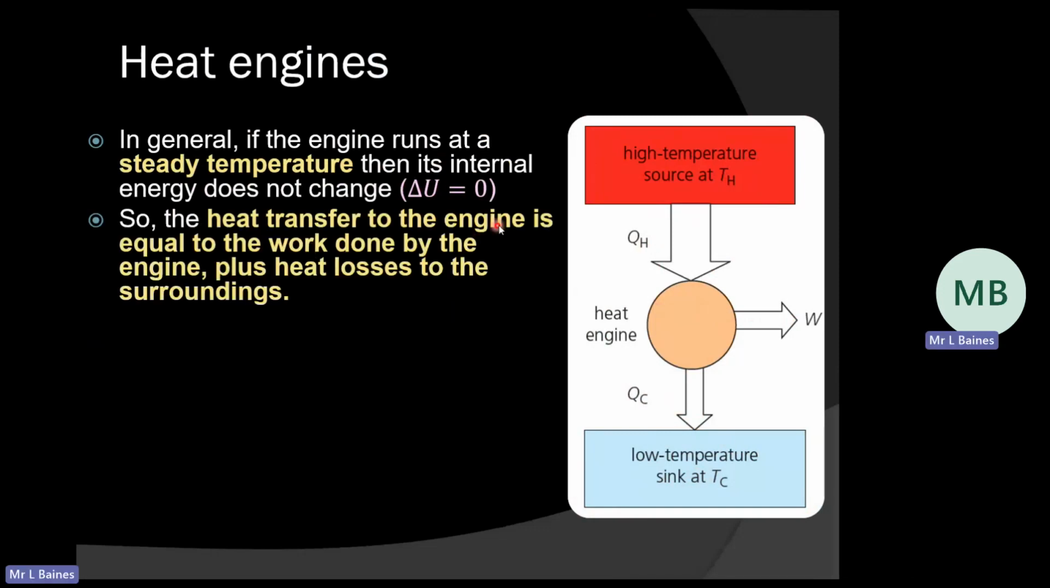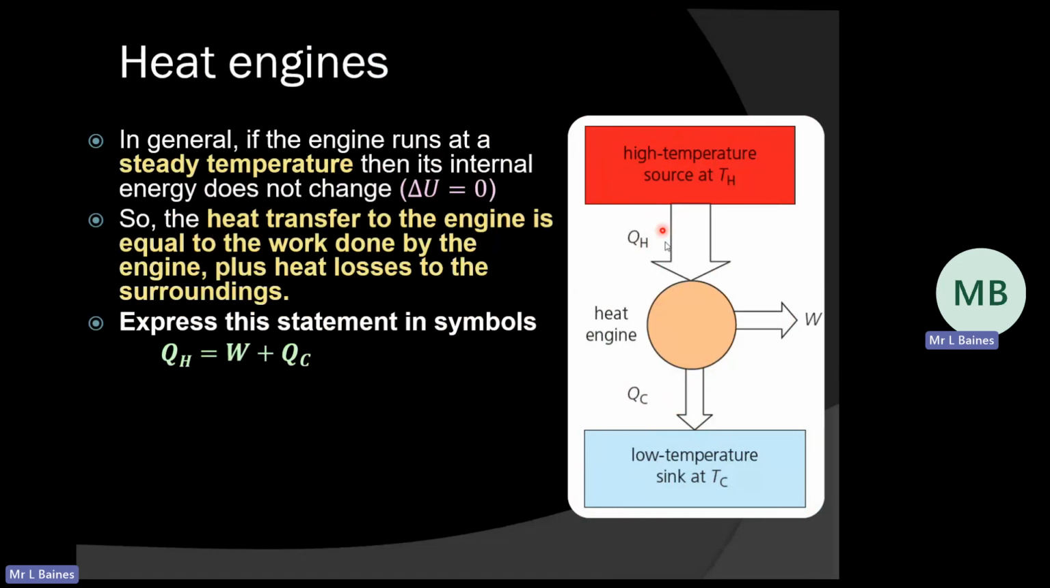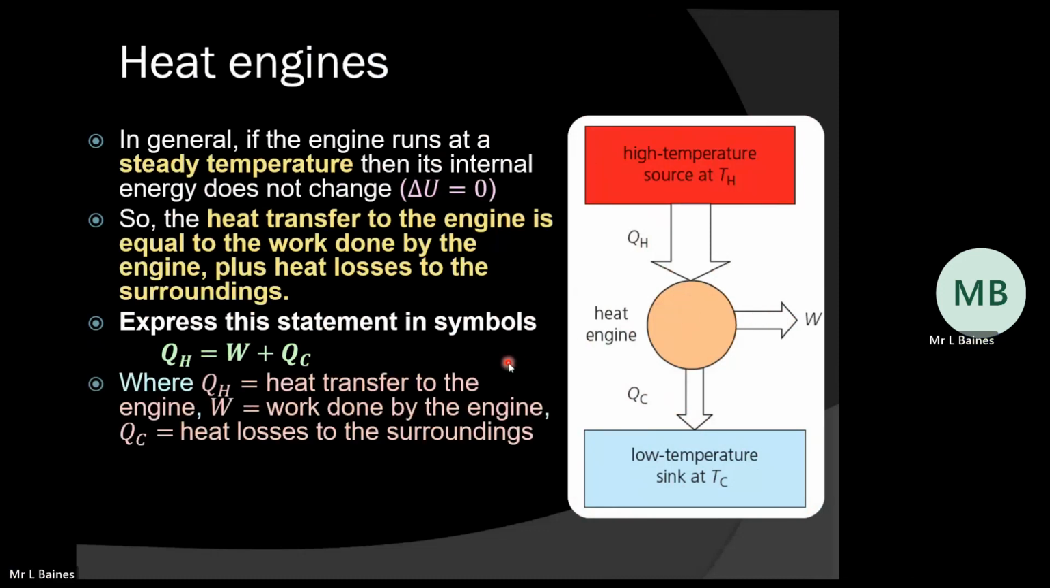So, heat transfer to the engine: heat in is equal to the work done by the engine plus heat losses to the surroundings. Fairly straightforward. If I express that statement in symbols, the amount of energy that I put in is equal to the amount of heat energy that comes out plus the work. That should be fairly straightforward. Again, this is just recapping what I've just said. The heat transfer to the engine comes from my fuel, QH; the work done by the engine is the output power; and the heat losses to the surroundings are normally to the atmosphere around your engine, expelling that heat out into the atmosphere.